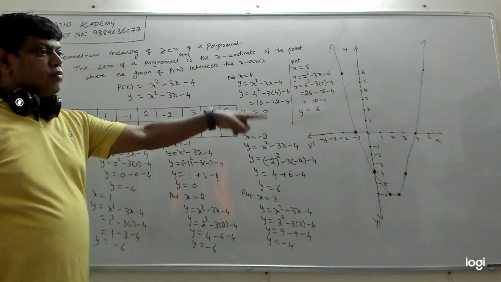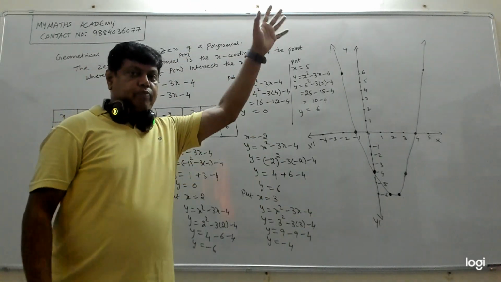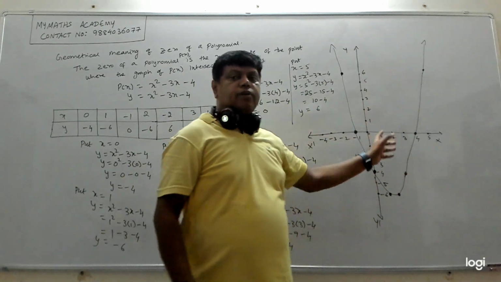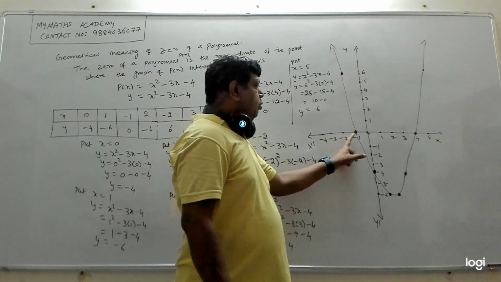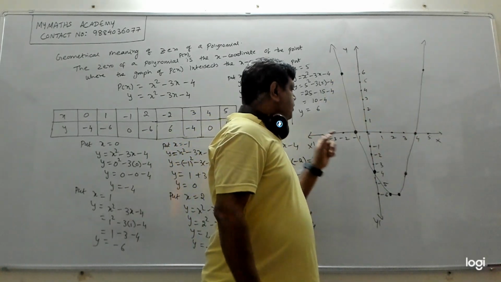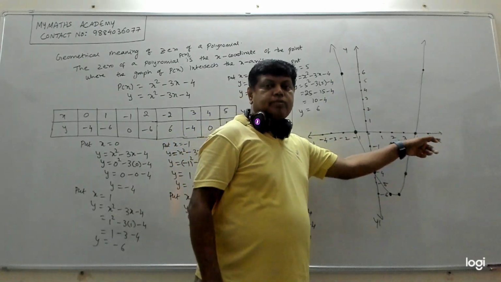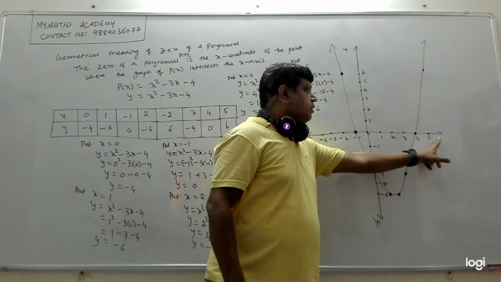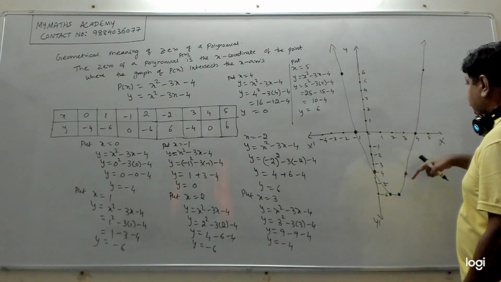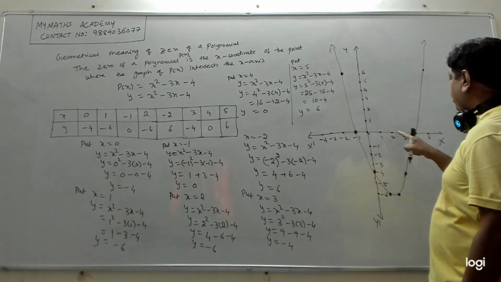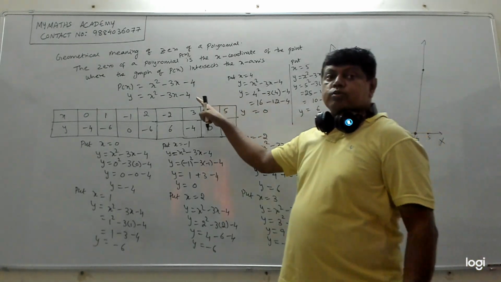Now this graph, which is like a U shape, right? This U shape is intersecting the x axis in how many points? It intersects at 2 points. This point and this point. This curve is touching the x axis. This line is your x axis, right? So this is the graph of the polynomial p of x. It is touching at 2 points. So this has 2 zeros.